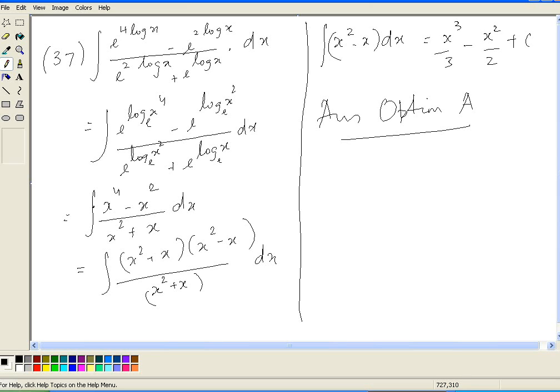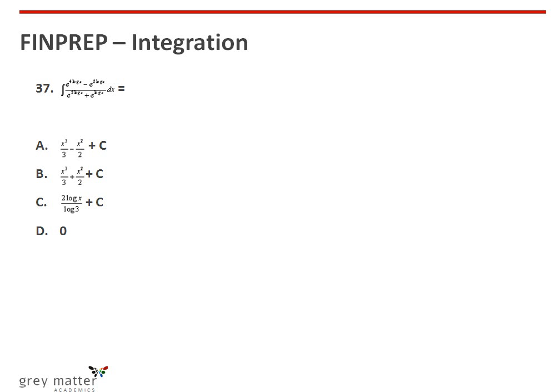So the answer is option A. Going by the PowerPoint presentation, the option is A, which is x cubed by 3 minus x squared by 2 plus c.